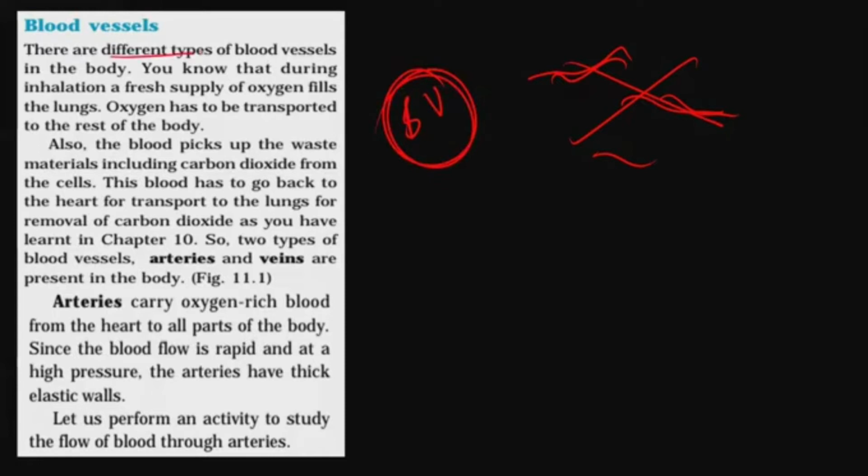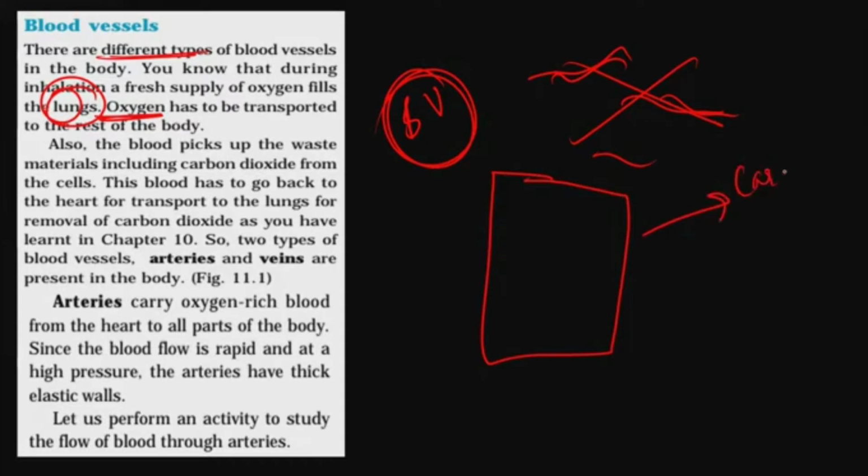So yes, there are different types of blood vessels. When we inhale, there is a fresh supply of oxygen in our lungs. And this oxygen has to be transported, and we saw that blood does this job of transporting oxygen. So blood picks up waste materials like carbon dioxide and takes it back so that we remove it. You can imagine this as a form of a cycle. This is actually called the cardiac cycle.